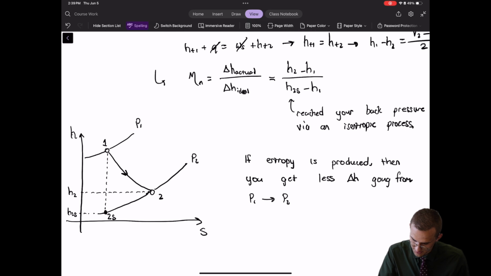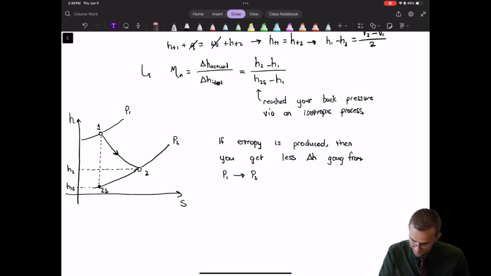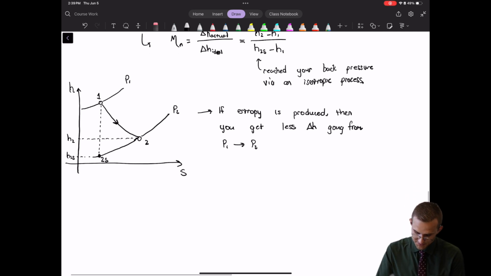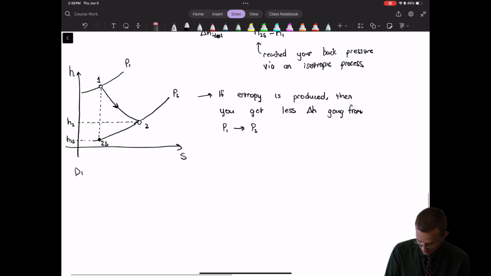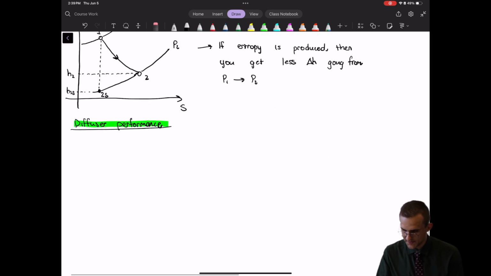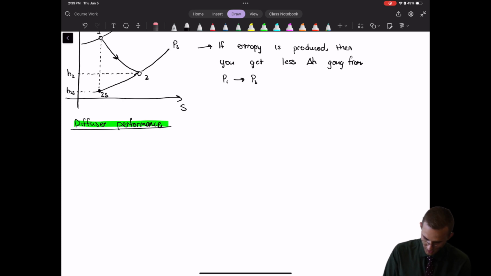Okay. Did I change the zoom here? Yeah, I did a little bit. Okay, so you can see there why that's a sensible definition of performance. Now, diffuser performance. This is actually borrowed from the actual propulsion field.